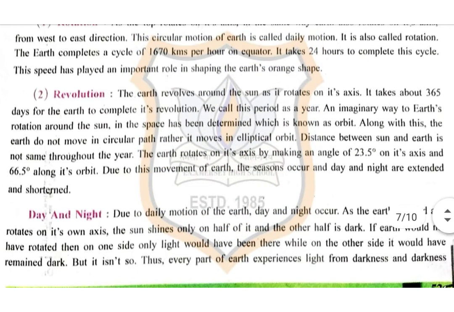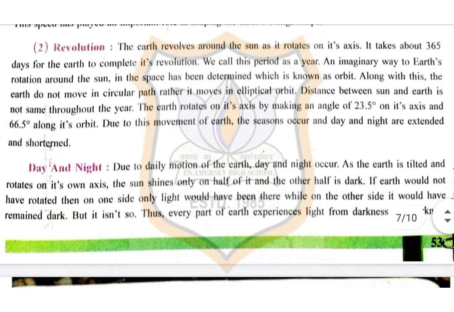Next is revolution. The Earth revolves around the Sun as it rotates on its axis. It takes about 365 days for the Earth to complete its revolution. We call this period a year. An imaginary path of Earth's revolution around the Sun in space has been determined, which is known as the orbit.